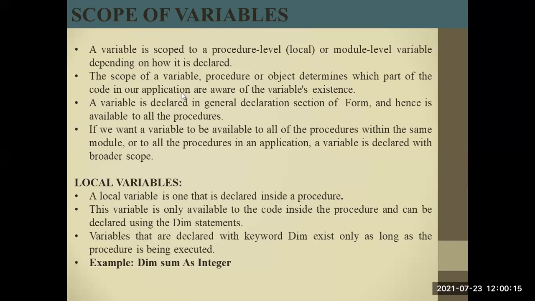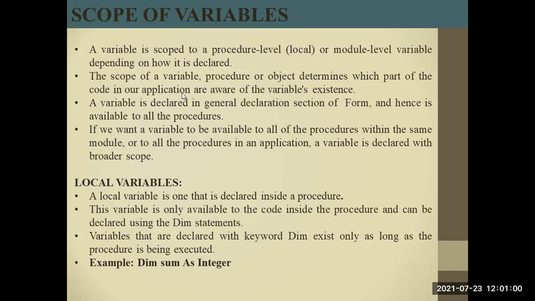If a variable is declared in the general declaration section of a form, it is available to all the procedures. So in general, if you declare a variable in a form, it will be a general declaration type of variable and it can be used by all the procedures. And if you want a variable to be available to all the procedures within the same module, or to all the procedures in an application, the variable should be declared with a broader scope. You have to go for the broader scope if you want to access the variable in different modules or in the entire application. Fine.